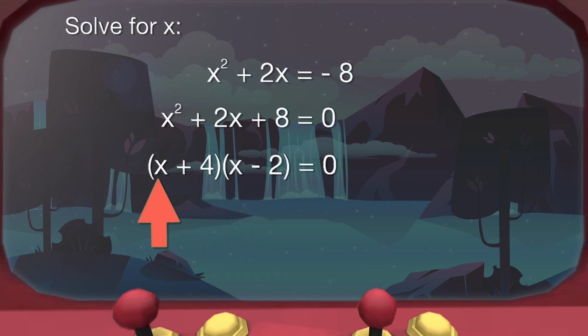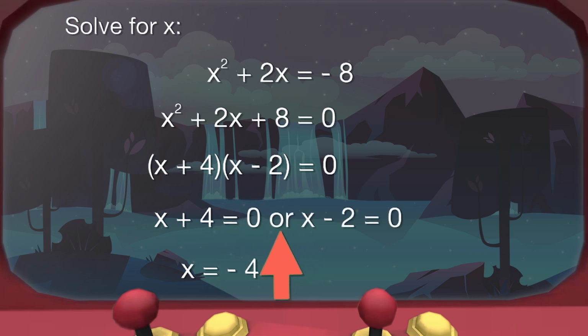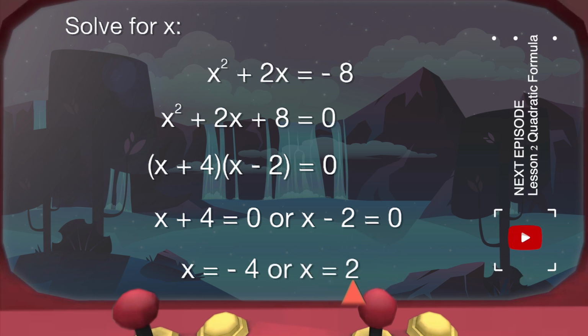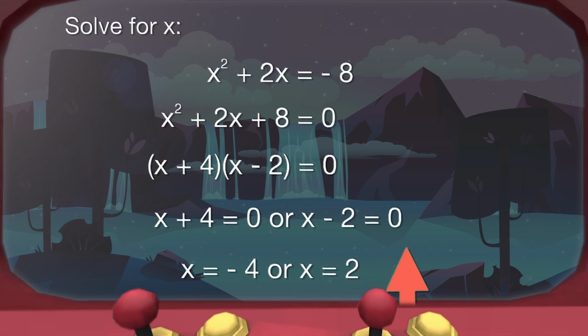So all that we do is we take these two brackets, x plus 4, and we equate it to 0. So x plus 4 is equal to 0, so x is equal to minus 4. We do the same with this bracket, so we will say or x minus 2 is equal to 0, so x must be equal to 2. And these are the two roots for this equation, the two values for x. Now let's go and look at another example.